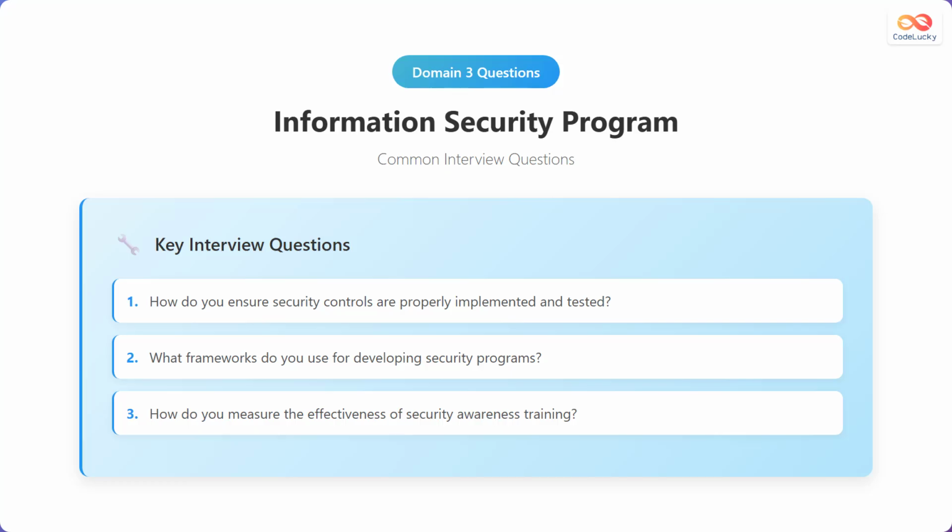The third question addresses measuring the effectiveness of security awareness training. This tests your understanding of human factors in security and metrics-driven program management. You should discuss training effectiveness metrics, behavioral change indicators, and methods for continuous improvement of awareness programs.